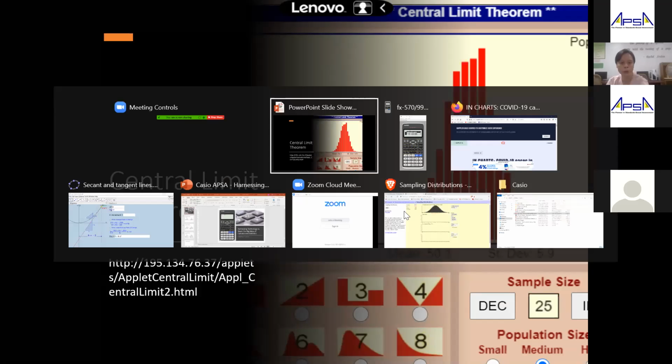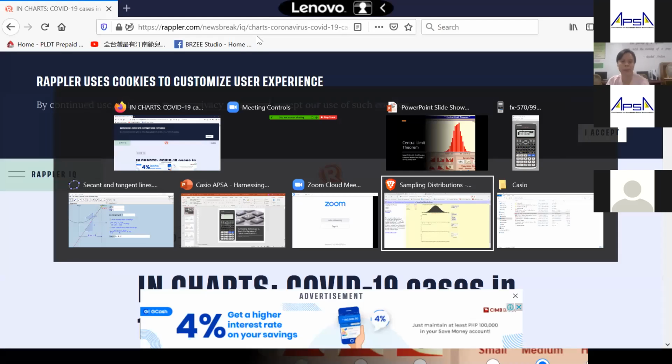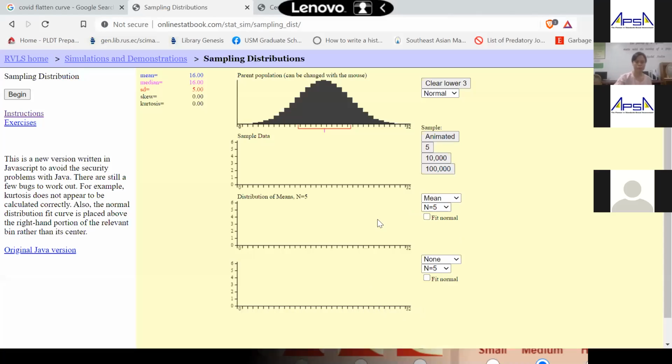So I'll show you this. Okay. APSA probably just mentioned if hindi nakita, but here you're supposed to be seeing a bell-shaped graph. Okay? So ito siya. So what does this simulation do? Okay, ganito. Meron tayong population. Ayan. Most of the values are here.